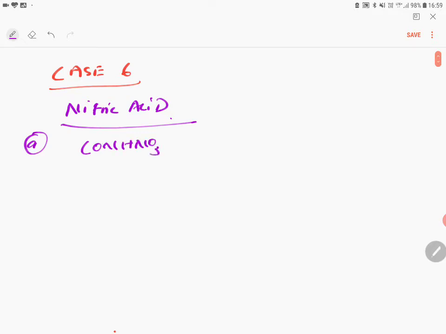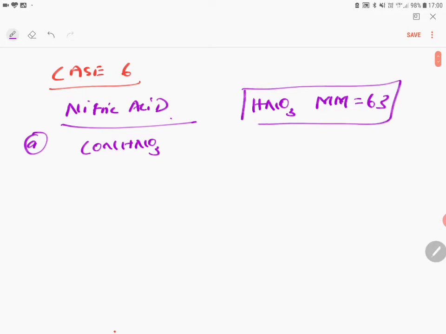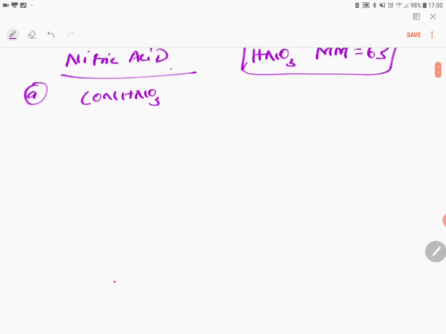What we are supposed to do here is take nitric acid, and there are different cases in this case 6. If you take concentrated nitric acid first, you should know the molar mass of nitric acid is 63. These important compounds, you can most probably learn the molar masses by heart very easily. Concentrated nitric acid, as an acid, gets converted to nitrogen dioxide.